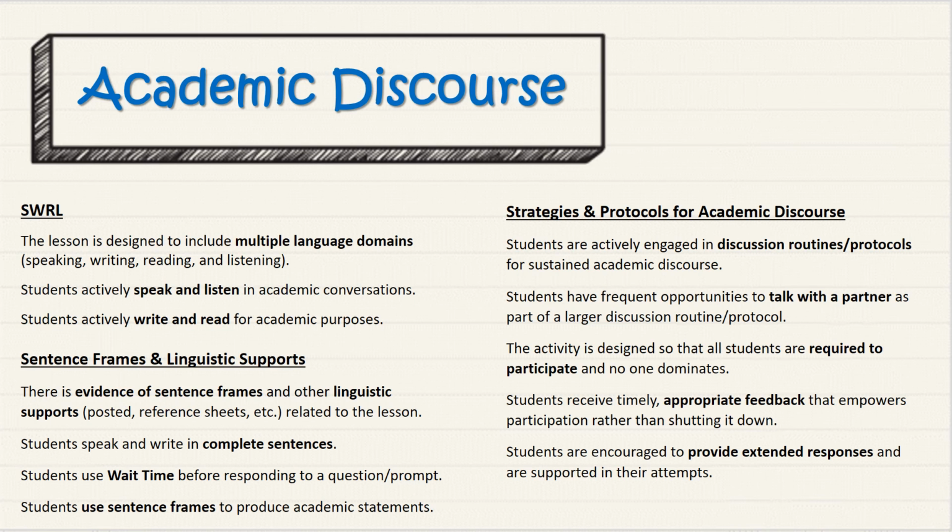As a result of focusing on sentence frames and linguistic supports, students would be accustomed to producing complete sentences and practicing wait time during class discussions. They would also have access to sentence frames and use them in their language production. Finally, as a result of focusing on protocols for academic discourse, all students would be participating in intentionally designed academic discussions that include opportunities for students to confer with partners and other grouping configurations. Students would also be making use of support structures in order to provide extended responses during these interactions.